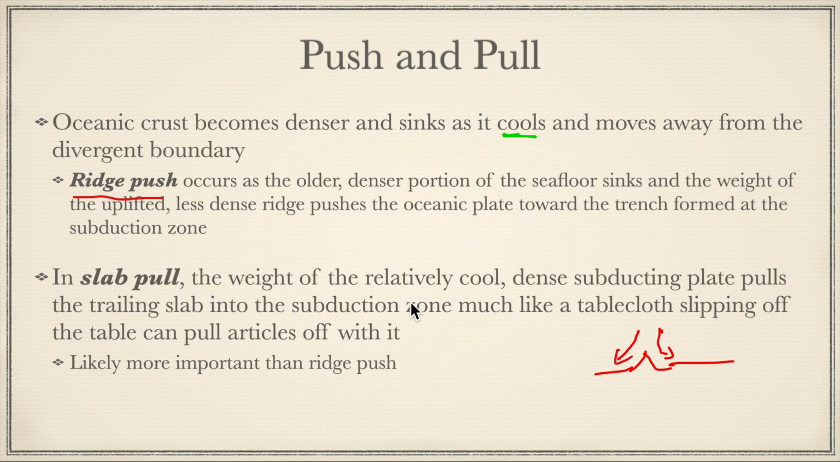Now, in slab pull, the weight of the relatively cool, dense subducting plate pulls the trailing slab into the subduction zone, much like a tablecloth slipping off the table can pull articles off with it. So if you think about this slab, it's being pushed from the mid-ocean ridge towards the subduction zone. Well, once this first bit of the plate sinks, it basically pulls the rest of it with it. So that is our slab pull. As it starts to sink, it just pulls everything else with it.